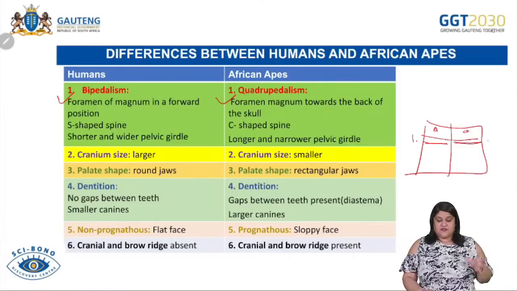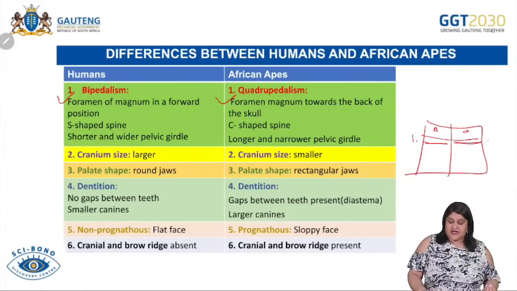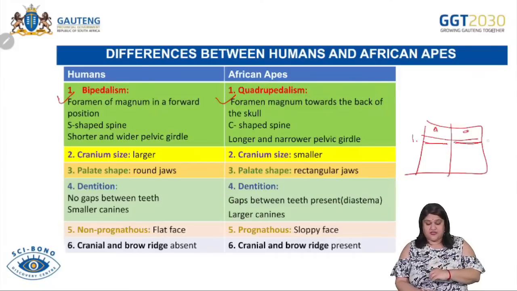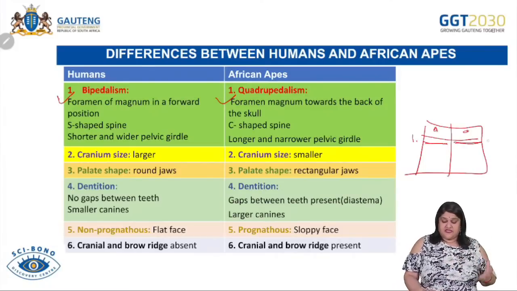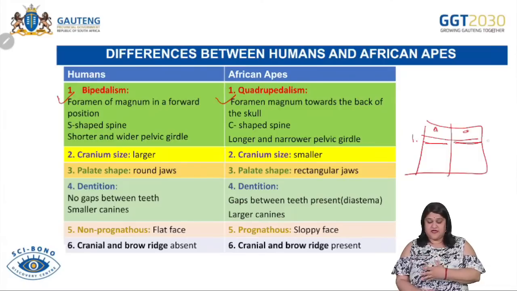In the humans, the cranium size is larger. In African apes, it's smaller. The palate shape is round in the human and rectangular in the African apes. The dentition, we have no gaps between our teeth. The African apes have diastema. They also have large canines and we don't.